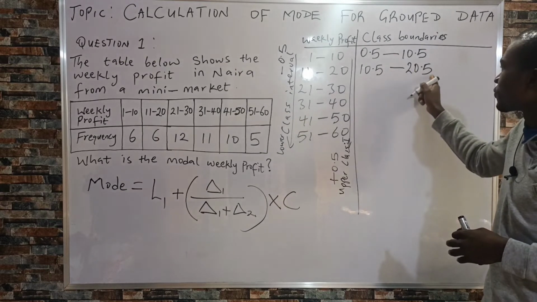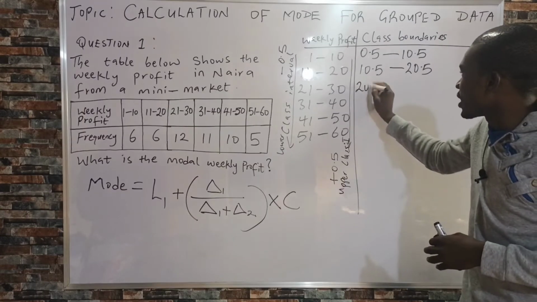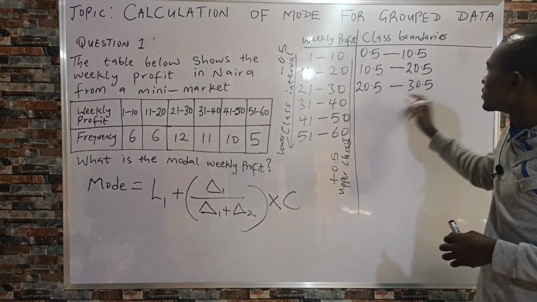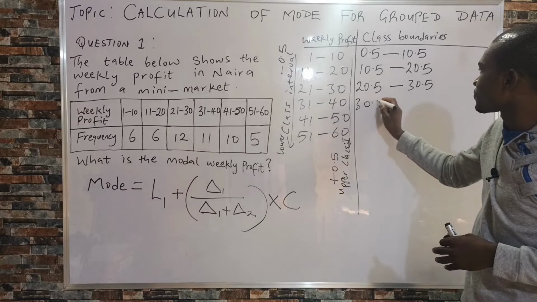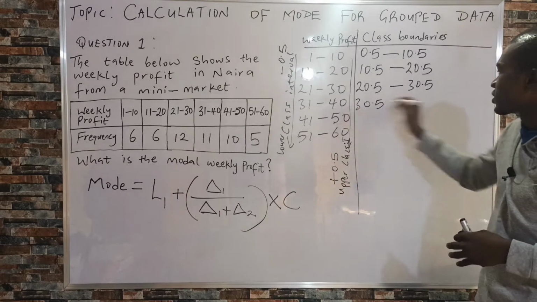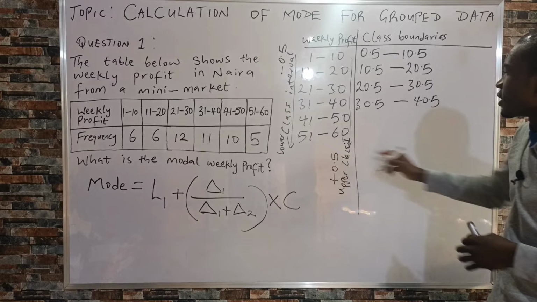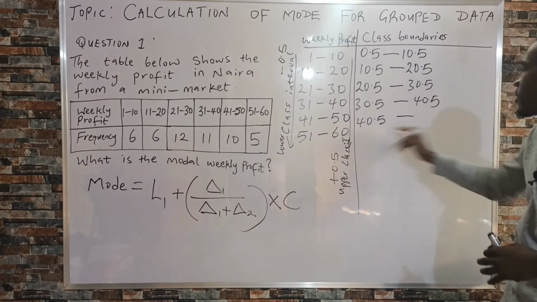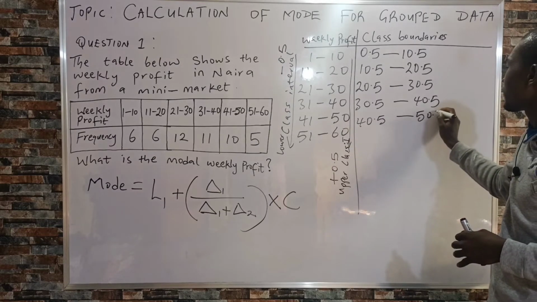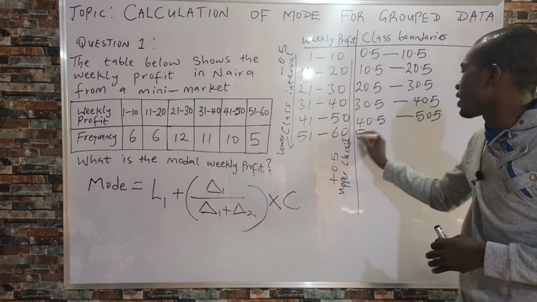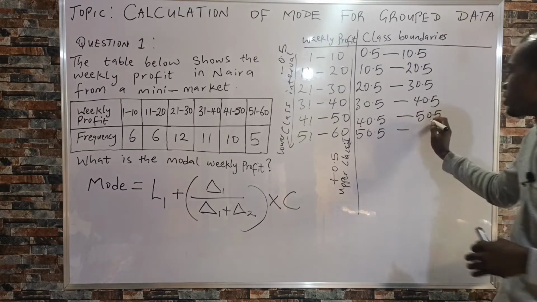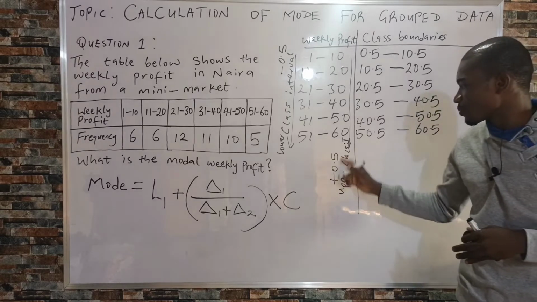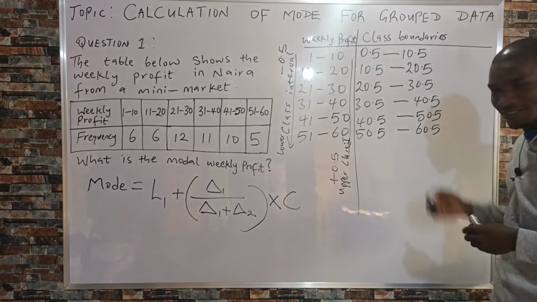Hence, 20.5 is here, so coming here we shall have 20.5. Then here will be 30.5, then here will be 30.5, then here will be 40.5, then here will be 40.5. Then we have here 50.5, then here will be 50.5. Then the last one will be 60.5, that is adding 0.5 to 60, making it 60.5.